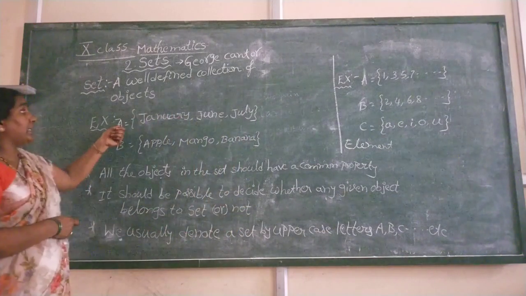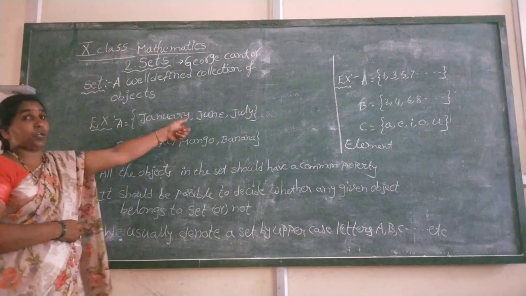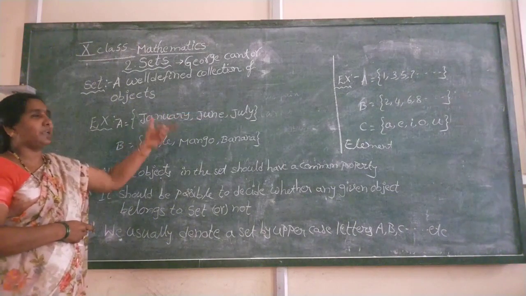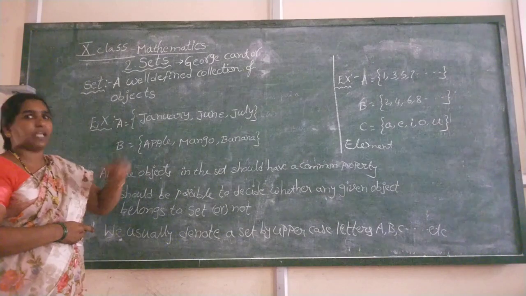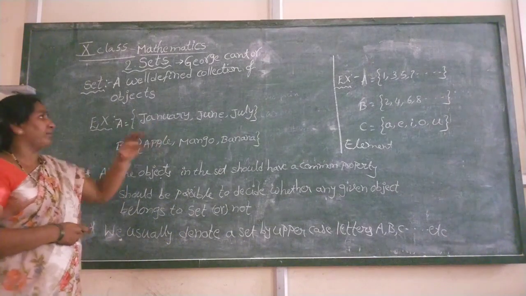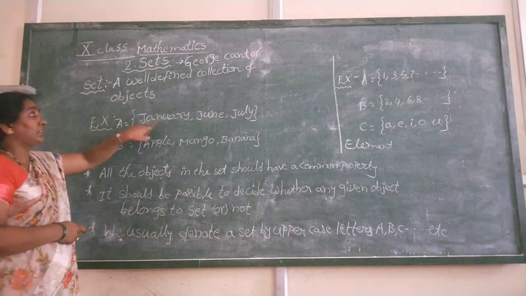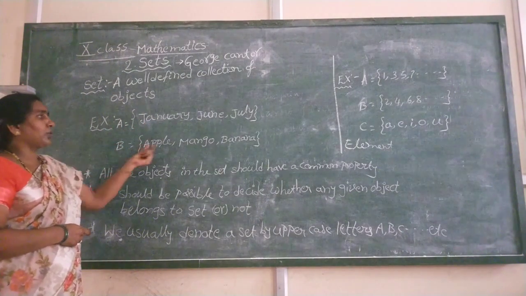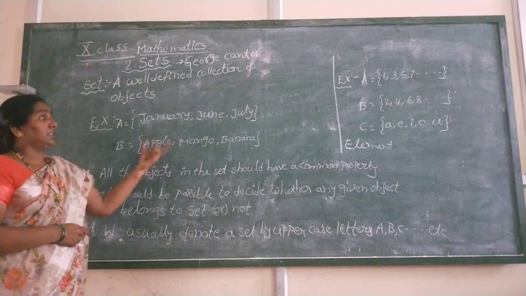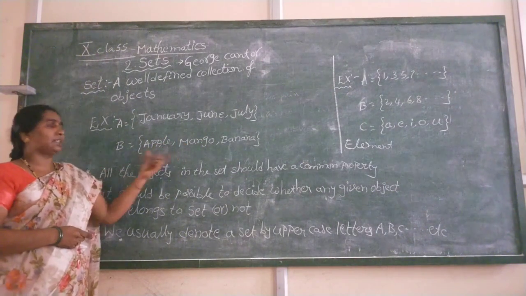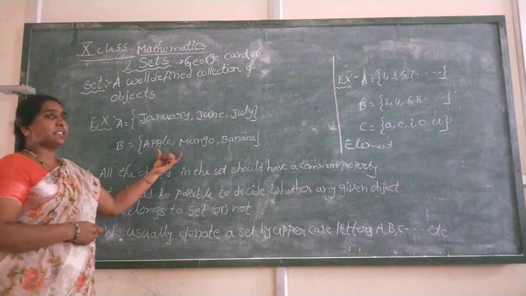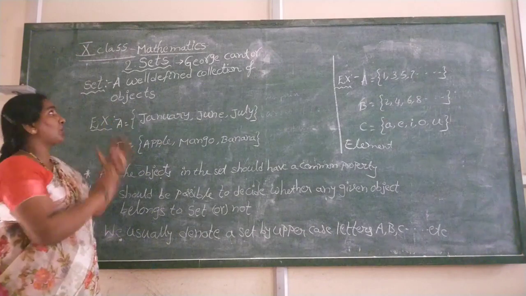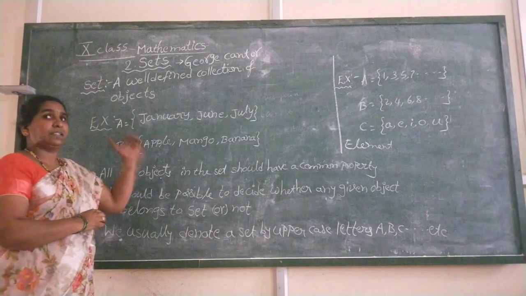Next, set A here we take as January, June, July. All those are the months in a year which start with the letter J. This is also a well-defined set. B equal to apple, mango, banana. This is also a well-defined set. Why? Because we are able to decide that it is the fruit set. A well-defined collection of objects is called a set.